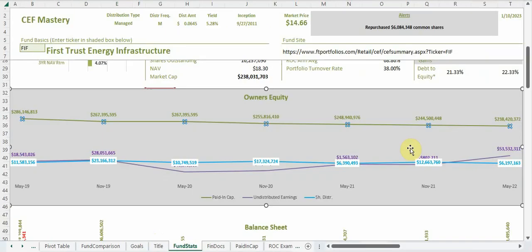Here you are currently looking at the owner's equity chart for the currently highest ranking CEF Mastery qualifying fund, FIF, or First Trust Energy Infrastructure. In this chart, there are three components. The first is paid-in capital, the second is undistributed earnings, and the third is shareholder distributions. When you hear terms such as return of capital or dividend reinvestment, this is where those funds go to or come from: paid-in capital.